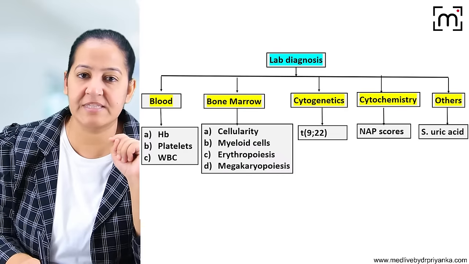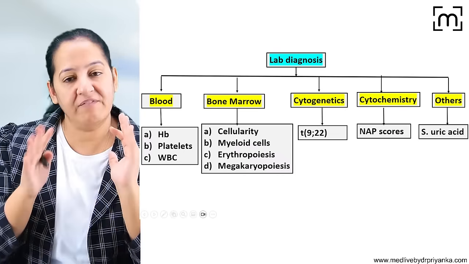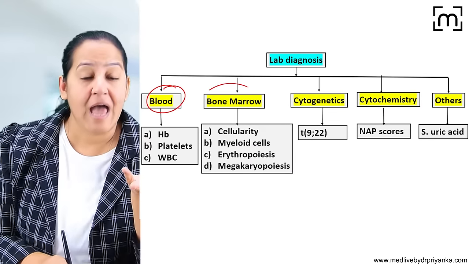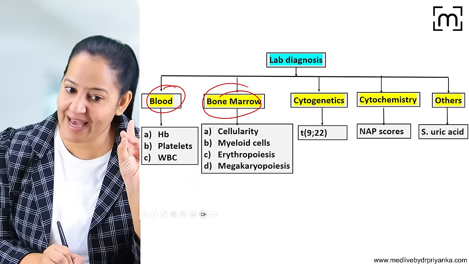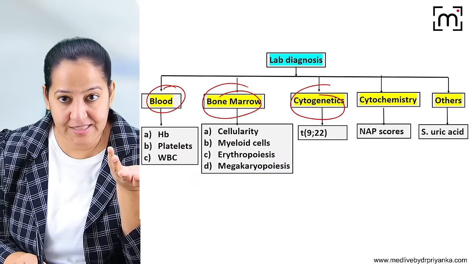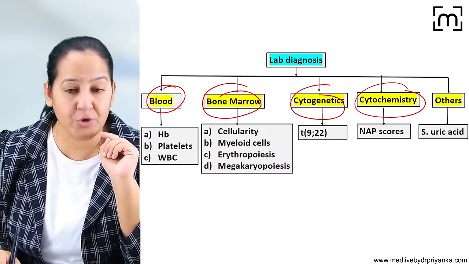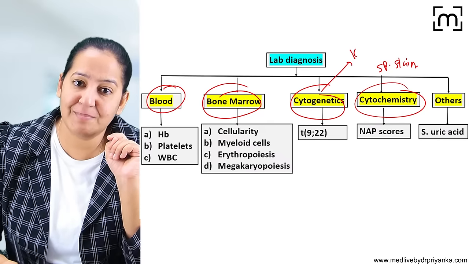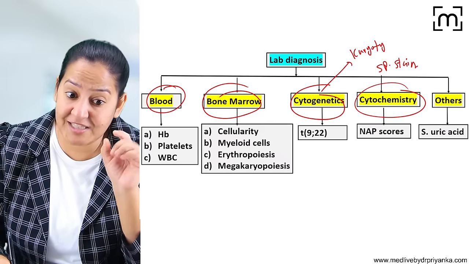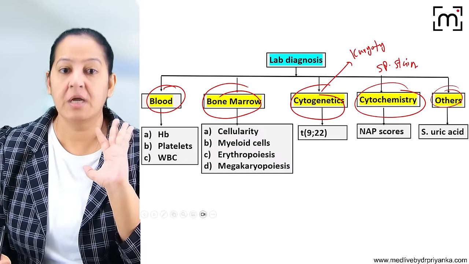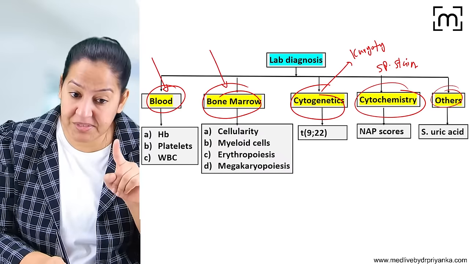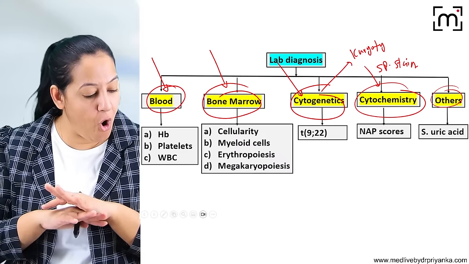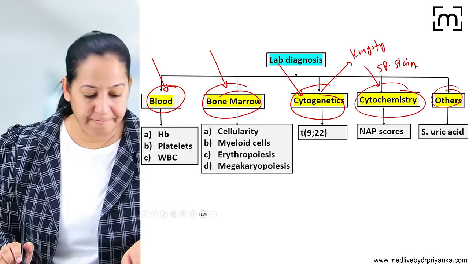In the lab diagnosis, not only of CML but of all leukemias, there is a fixed format. So I will tell you the lab diagnosis under these headings only. Take the blood sample of the patient. Aspirate the marrow: take the bone marrow biopsy as well as the bone marrow aspirate. Do the cytogenetics by doing karyotyping. Do the cytochemistry, that is the special stain. The molecular studies and others are not important. So blood study, bone marrow study, genetic study, and special stain. By these 4 things, we will do the diagnosis of all leukemias. How many of you got it?